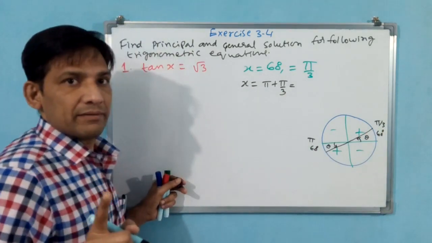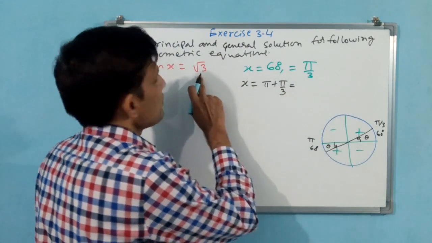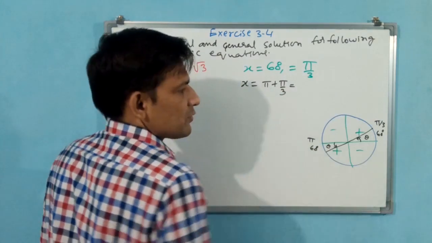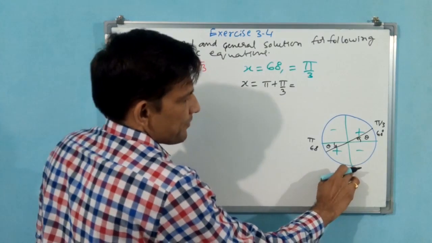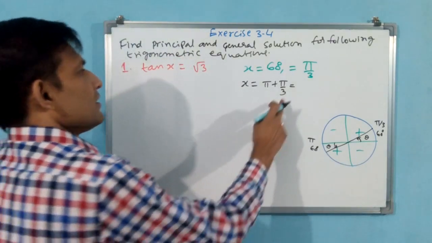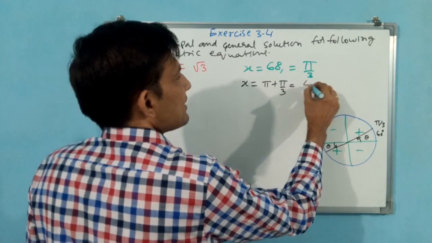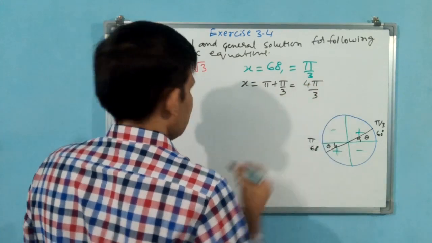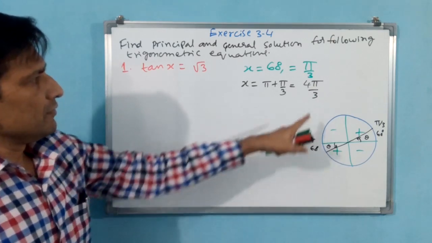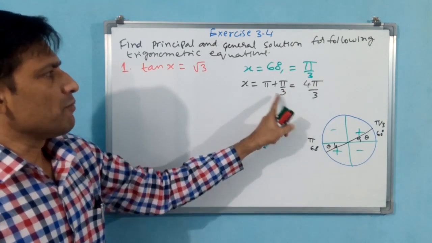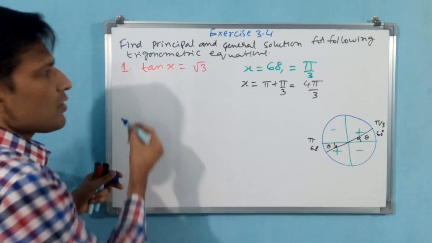Pi by 3 and pi plus pi by 3, two values will be there. The two values should be positive, here positive for tan theta. This is the tan circle diagram I am talking about. 3 pi plus pi, 4 pi by 3. Is it correct? 3 pi plus pi, 4 pi by 3. Now I can write like this.